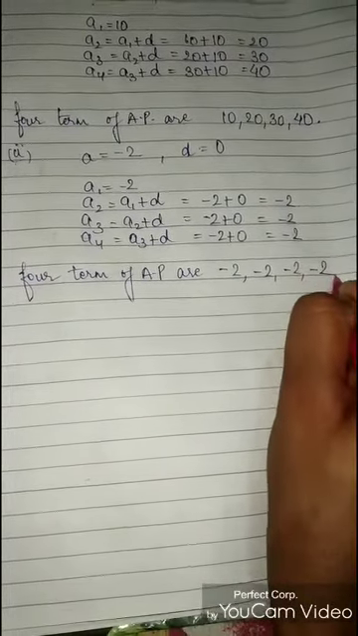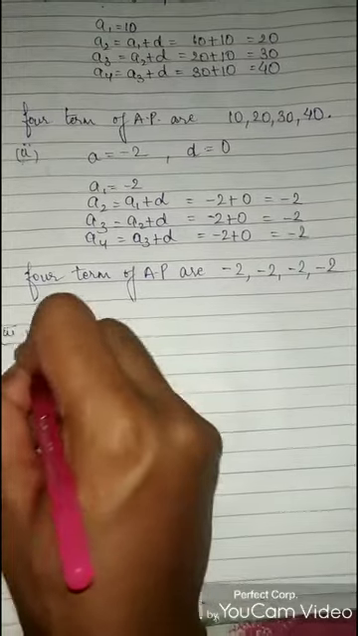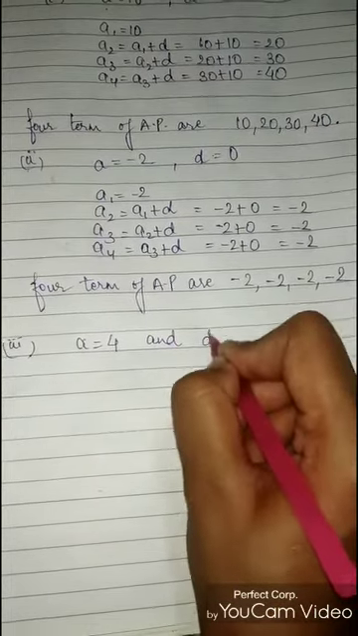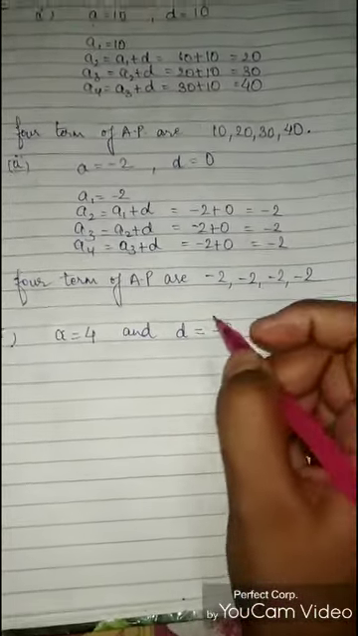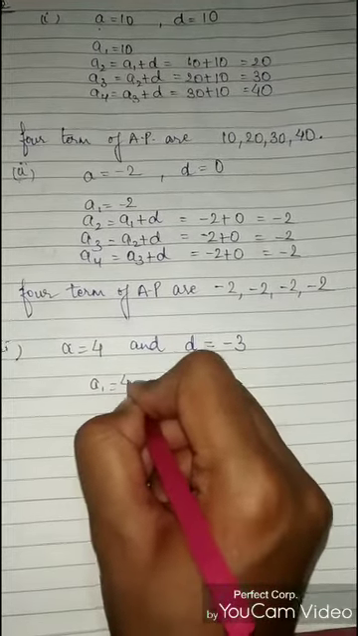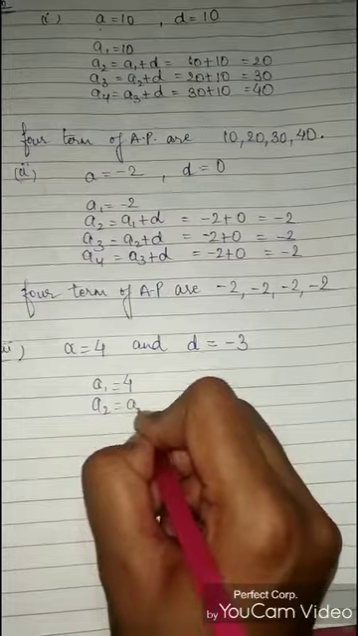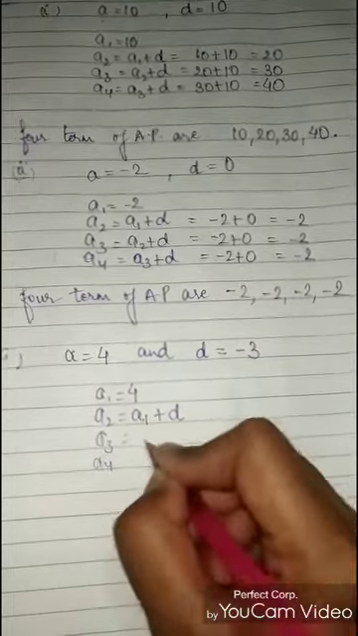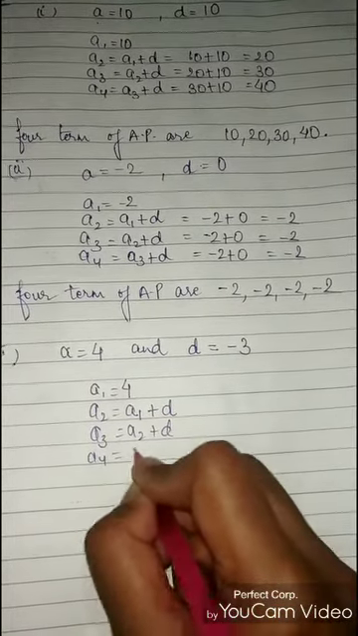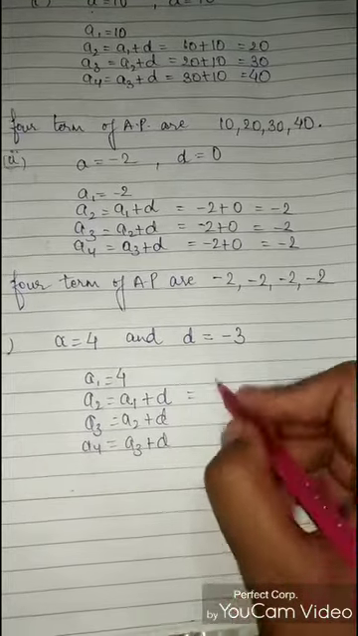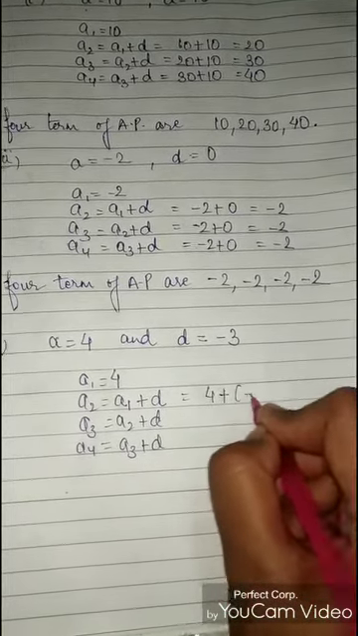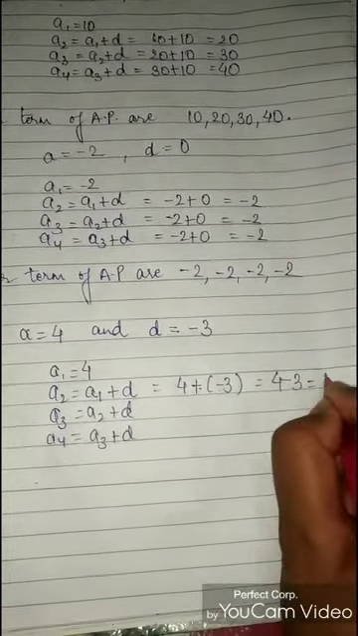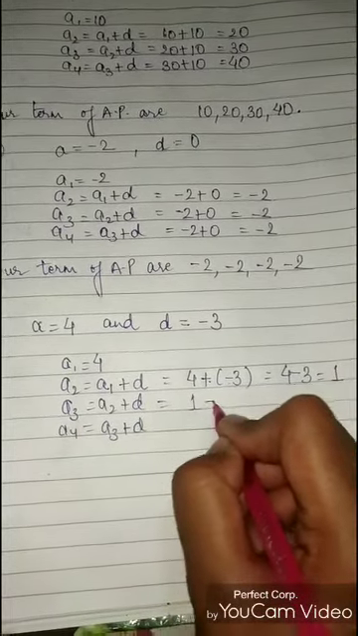Now, third question. A is 4 and D is minus 3. A1 is 4, A2 is A1 plus D. Here I am writing first the formulas. A3 is A2 plus D and A4 is A3 plus D. Now solve it. 4 plus minus 3, right? So 4 plus minus minus 3. The answer is 1. Here 1 plus minus 3, so this will be 1 minus 3.